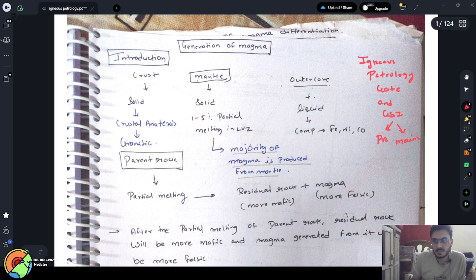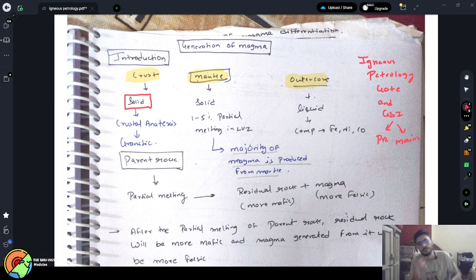Magma can be generated in the crust, in the mantle, and in the outer core. In the crust, we know that the crust is basically solid in nature. So how will the magma generate? By the process known as crustal anatexis. So what is this anatexis? Anatexis means partial melting of the crust.